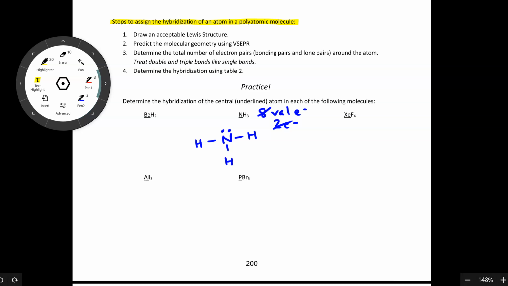Next, I'm going to take that Lewis structure and translate it into a generic formula so I can predict its molecular geometry. Nitrogen is my central atom. It's bonded to 3 hydrogens, so I'm going to start off AB3. And I've got 1 lone pair on nitrogen, so it's going to be AB3E. Next, I'm going to go to that reference table on page 194, table 2, and I want to know the name of this molecular geometry. AB3E represents pyramidal geometry.